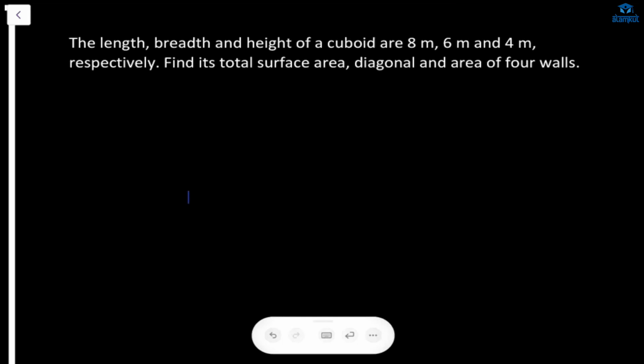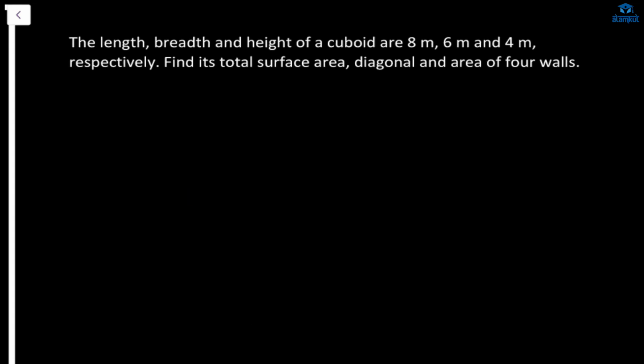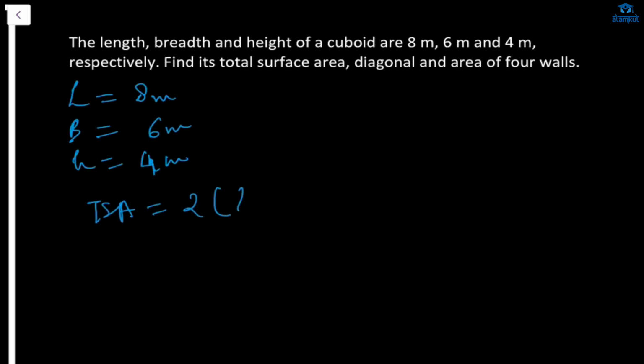Now, the question: the length, breadth, and height of a cuboid are 8, 6, and 4 respectively. Find its total surface area, diagonal, and area of 4 walls. Can you calculate, everybody? You just have to put in the formula. So length is equal to 8 meter, breadth is equal to 6 meter, and height is equal to 4 meter. Now TSA, what is the formula of TSA? 2(LB plus BH plus HL). So you have to put the values in this.